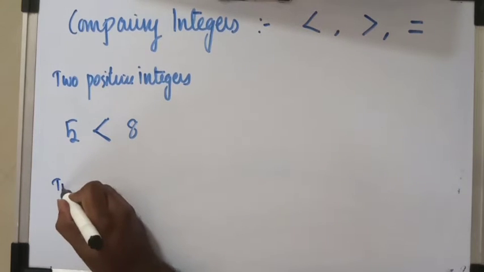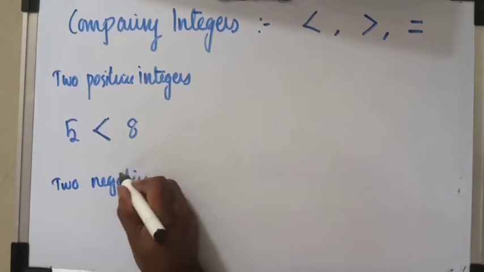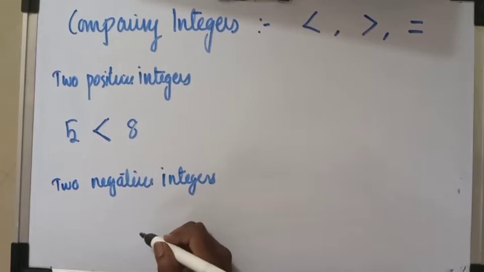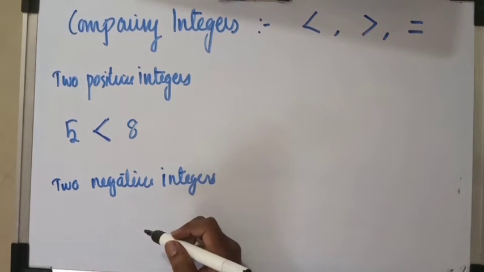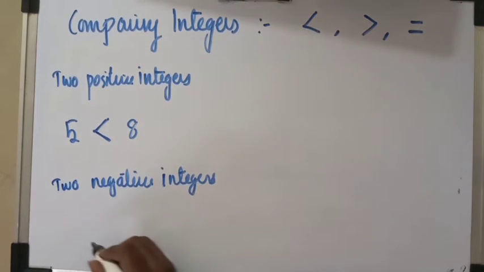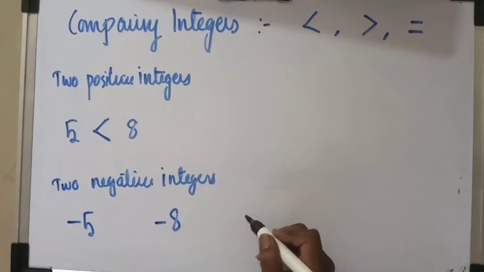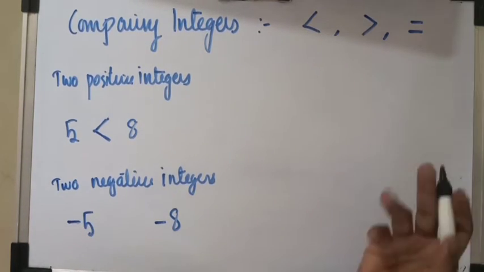Say I need to compare two negative integers. When I compare two negative integers, the number which is smaller will be the greater number. Let me tell you how. Say I have -5 and I have -8. Children, you can always consider this negative sign as debt.